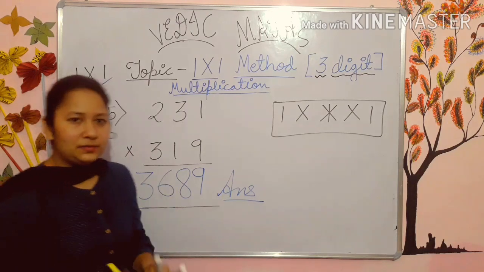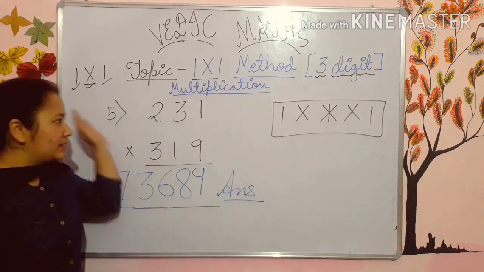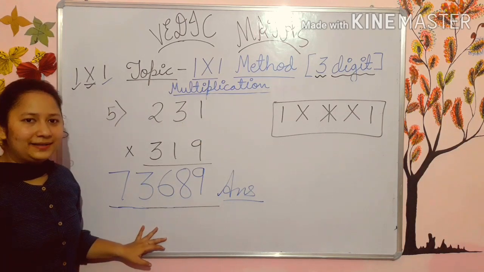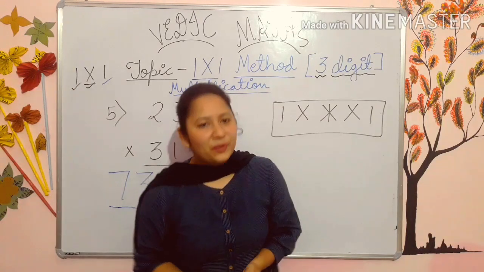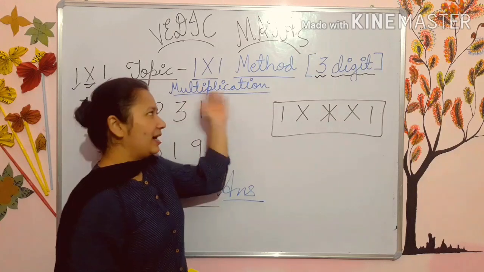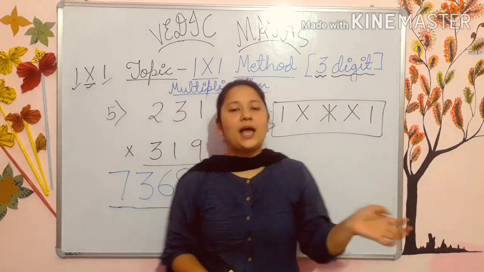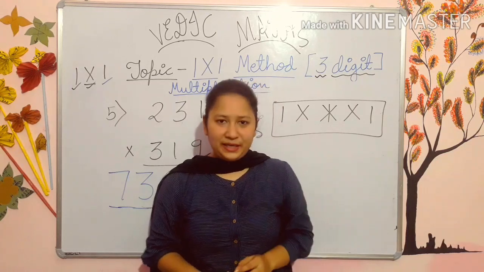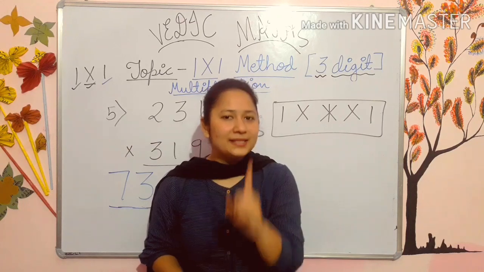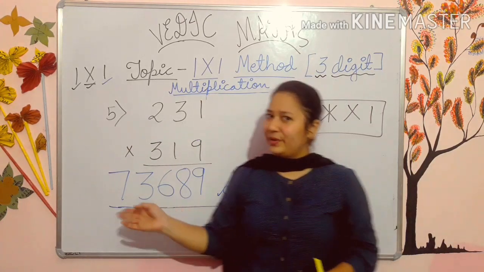Kids, 3-4 sums you can do by writing the addition part, but after that try to do the sums like this orally in your mind. So I hope kids you like my today's video. Our today's topic was IXI method 3 digit. With this video, I have also given you one practice PDF. Kids, do that practice PDF in your Vedic Maths notebook and try to do the sums orally without doing any rough work.